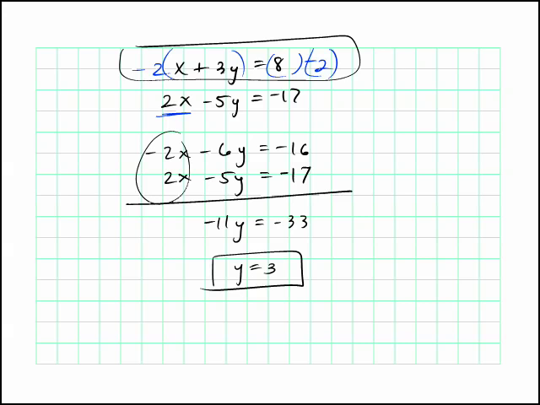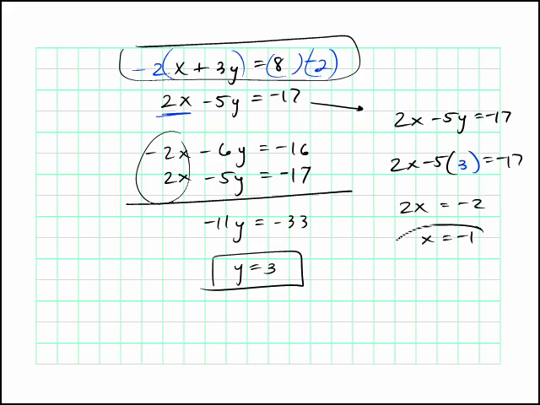Now I need x, so I'll pick one of my equations. I'll pick this one right here. Plug in 3 for the y. And we end up with, for x, negative 1. Solution of the system, negative 1 comma 3. Negative 1 comma 3. Here's another example of one where you have to multiply by something first.